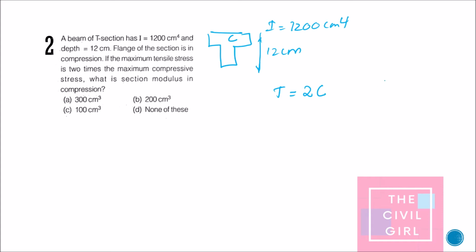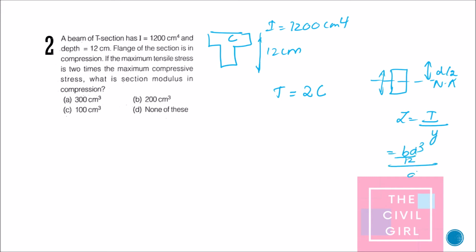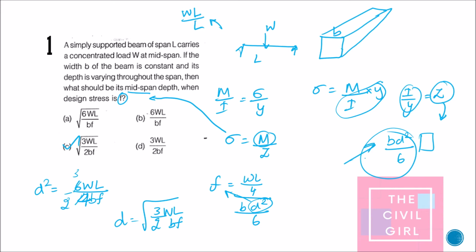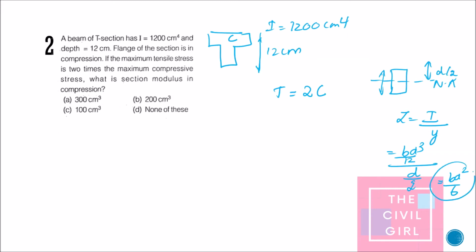So what is the general rule of section modulus? If this is my section, then this is my neutral axis. So this will be my centroidal distance, which is D by 2. If this is D, this will be D by 2. So this is what we will use for finding section modulus. Section modulus is equal to moment of inertia divided by Y, which is equal to BD cube by 12 divided by D by 2, which gives BD square by 6, which is what we used in the previous question here. So this is how we will find section modulus.